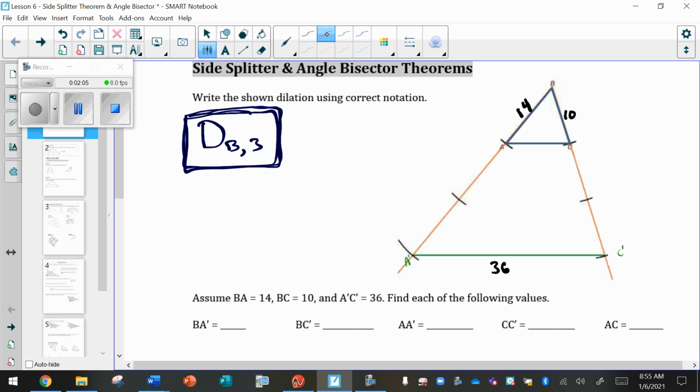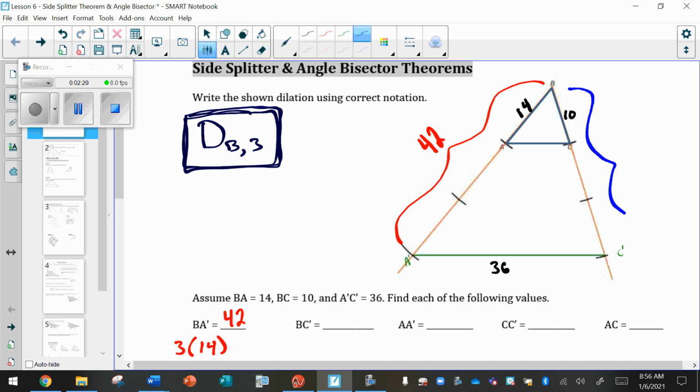So to find BA prime, that's going to be our left side here. Because we know the scale factor is 3, we would take our scale factor of 3, multiply it times the original length of 14 to get the new length of 42. So that whole side length there would be 42 units. On the right-hand side, we can do a similar process. Take the length of BC, multiply it times our scale factor of 3, and get our new length of 30.